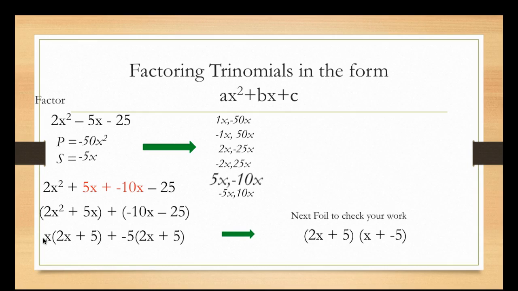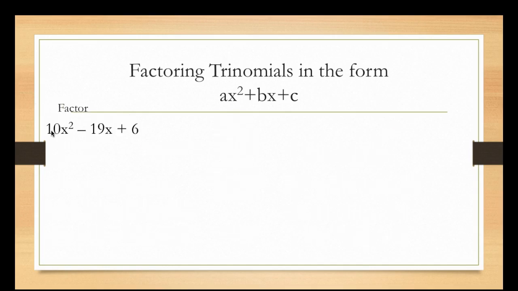We can always check our work by FOILing to make sure that we end up with the quadratic we started with. Combine like terms in the middle. Check. Please pause the video and try to factor this trinomial. Okay, first, product and sum. The product is 60x squared. The sum, negative 19x.